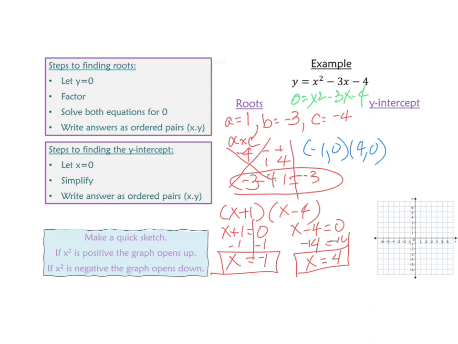My y-intercept, remember, I can plug in 0, or I can just look and see what c is. c is negative 4. I wrote that right here. So my y-intercept is 0, negative 4. Let's make a quick graph. Y-intercept is 0, negative 4. x-intercepts are negative 1, 0, and 4, 0. Now it's positive, so that means it points up. So something like this.